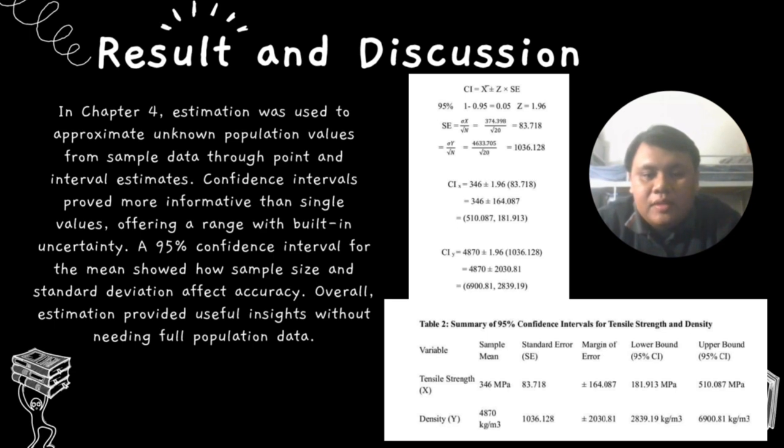For instance, the tensile strength had a confidence interval from 191.93 megapascal to 510.087 megapascal, and density ranged from 2439.19 to 6900.81 kilogram per meter cube. This method is beneficial because it allows us to make informed decisions without requiring complete population data.